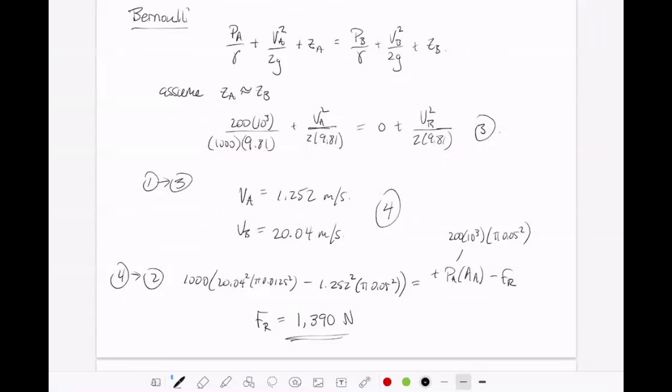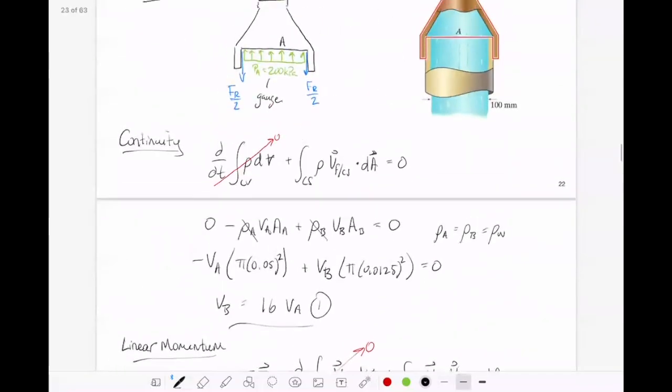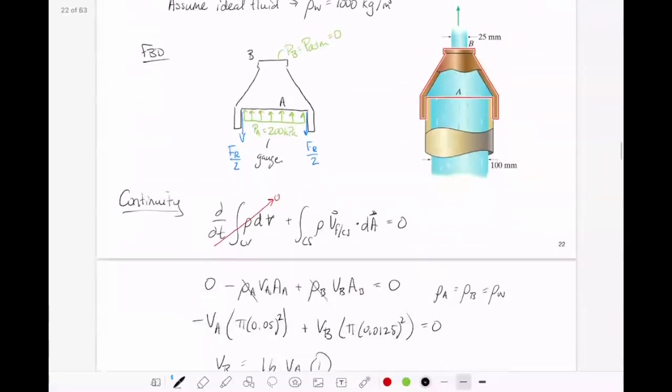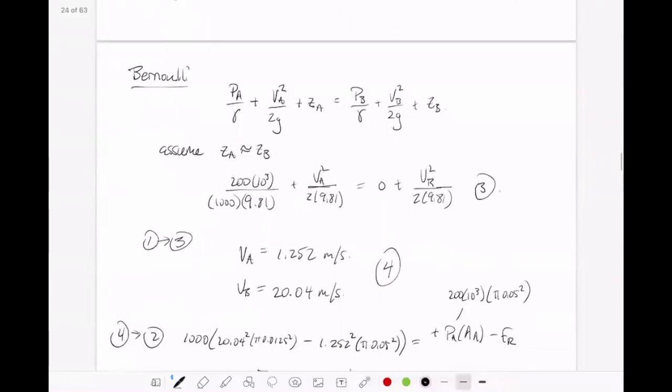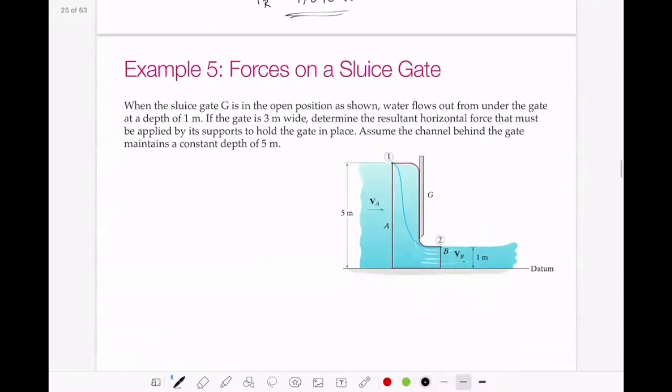So when we get to these linear momentum problems, you now have quite a big toolbox of equations you can use to solve all your unknowns. And this is a good example because it shows basically all the different kinds of equations that you would need to solve a problem. So we have our free body diagram, we have continuity, we have linear momentum, and then remember back, we have Bernoulli. We put that all together and we can solve the reaction force. So let's do another example.